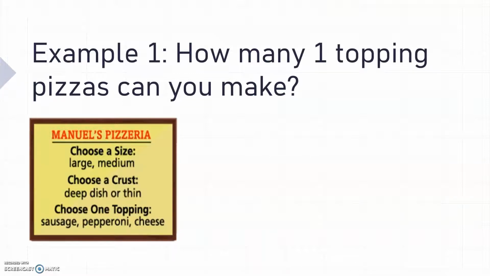So our first example is we're looking at this pizza menu and we're asking how many one-topping pizzas we can make. So the first thing we have to do is choose a size. We could choose to make a large pizza or a medium pizza. So this is the size of our pizza, and we had 2 choices for that. And then we have to choose a crust.